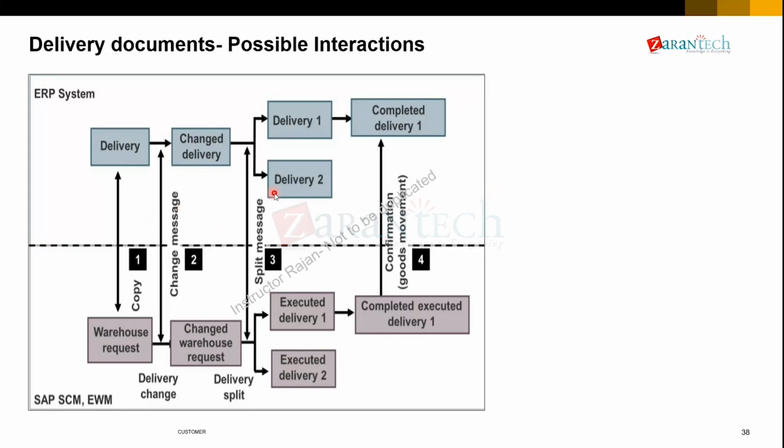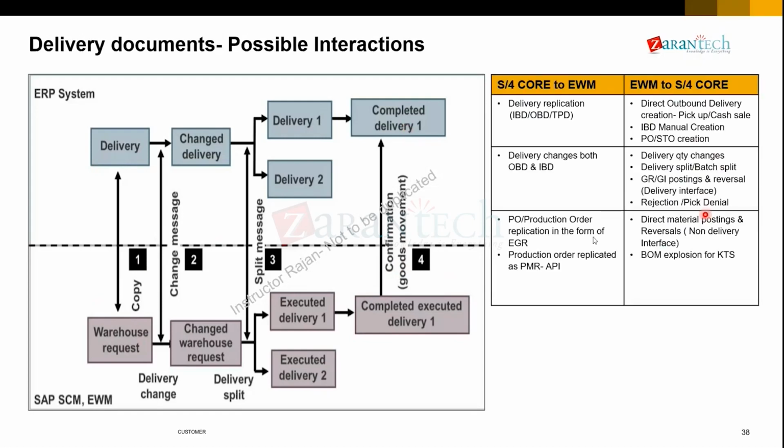Okay, so let's talk about the interactions happening. We know the forward interaction, from ECC to EWM, is pretty straightforward. All that we are doing is delivery replication and delivery changes. Whereas the reverse communication from EWM is more complex, I would say, like the delivery split message and the change message. Keep in mind the delivery can be replicated from EWM to ECC also. Sometimes we create the delivery first in EWM and then replicate it back to ECC. And the most important thing is that the GR message and the goods issue message are sent to ECC.